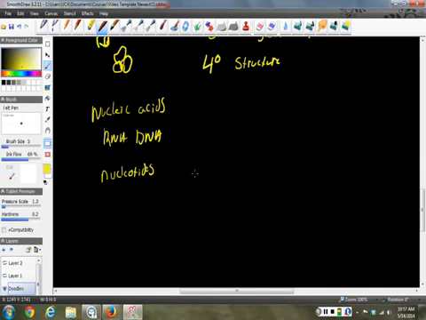So nucleotides are going to consist of a central sugar. It's going to be a 5-carbon sugar. It's going to be attached to a phosphate group, which has a negative charge. And it's going to have some type of nitrogenous base.